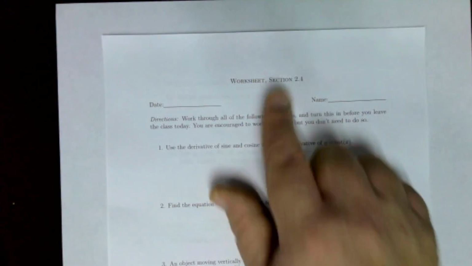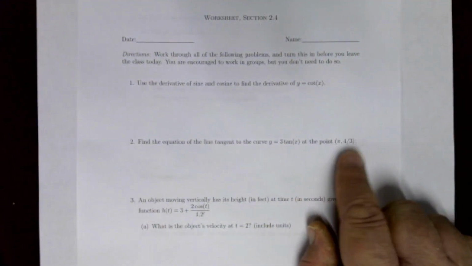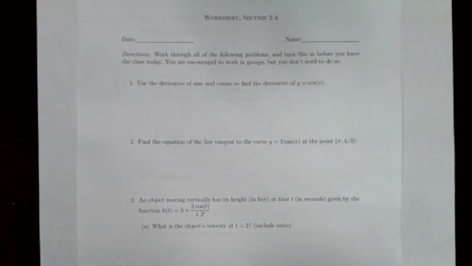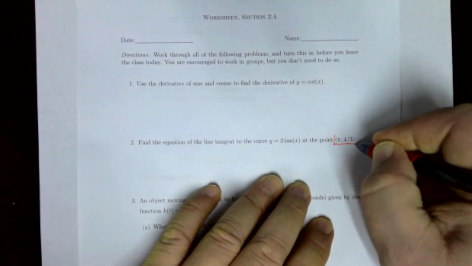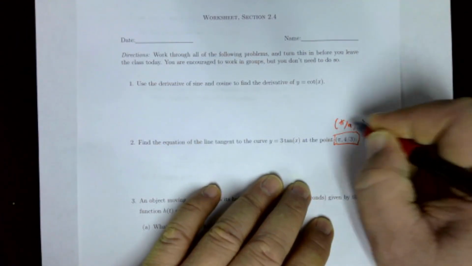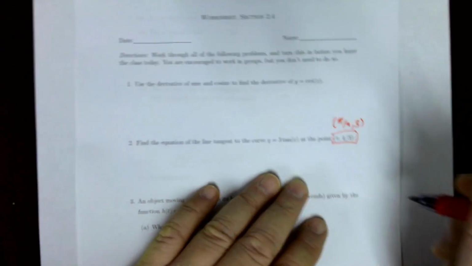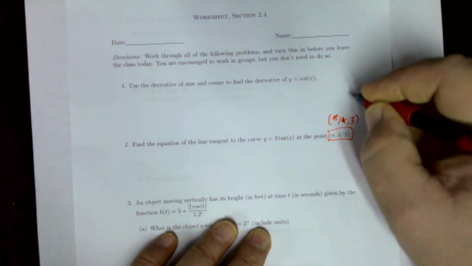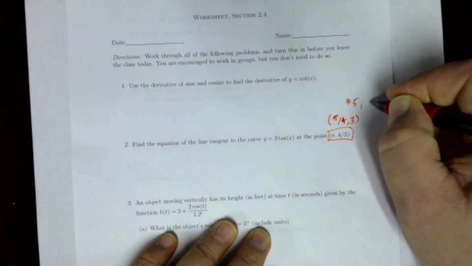Alright, so we're taking a look at some solutions to the section 2.4 worksheet. And actually, as I was getting ready to do this, I see a typo that I didn't see in class. This is actually homework problem number 5, or exercise number 5 in section 2.4. Let me grab a red pencil here. So this should be pi fourths, comma 3. Okay, I misread the problem in the textbook. So this is number 5 in 2.4.